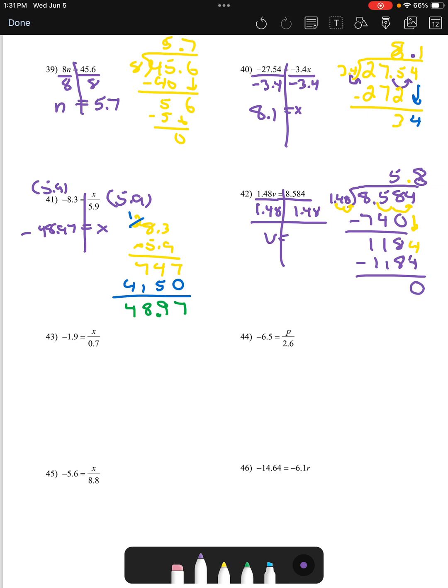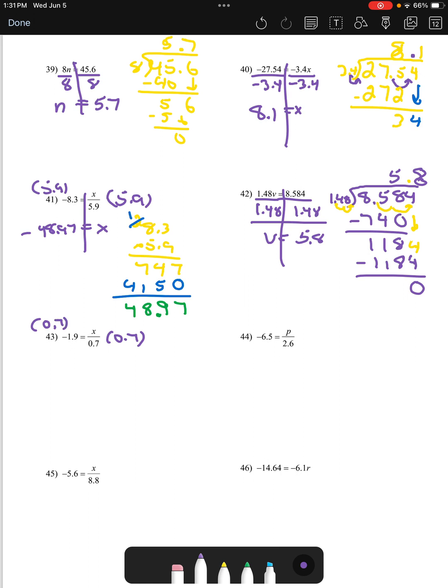8 times 1 is 8. With our extra 3 is 11. Oh, sweet, merciful Lord, thank you. We get 5.8. And we were dividing 2 positive numbers, so we're going to have ourselves a positive answer.